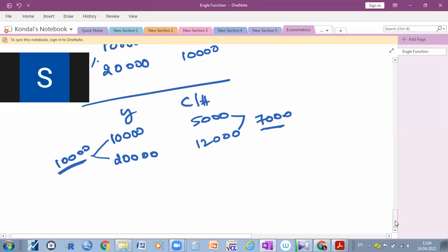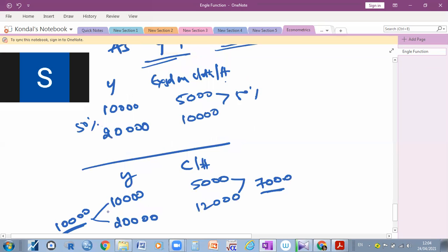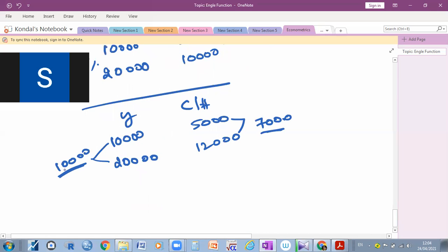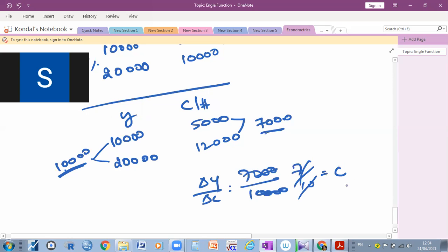Earlier the proportion was the same. Am I right? 50%, 50%. But here, 7,000 and 10,000, it is not the same proportion. Here it may increase by more, or it may increase by only 50%. For example, if you take ∂y/∂c, what is ∂y/∂c? Your consumption is 7,000 by 10,000. So 7 by 10, how much will you get? 0.7. Right?